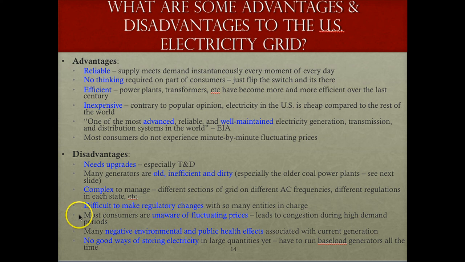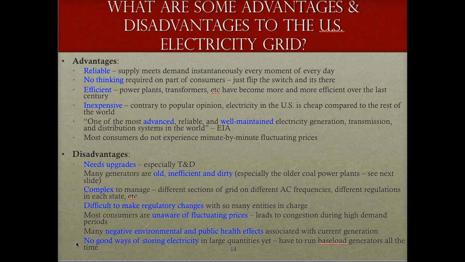Therefore, it is difficult to make regulatory changes with so many entities in charge. And because most consumers are unaware of fluctuating prices, demand concentrates during certain hours of the day or seasons of the year, leading to congestion during high demand periods, which can lead to outages or price spikes on the wholesale market. And there are many negative environmental and public health effects associated with current generation. This is one of the primary reasons we are seeking a more sustainable energy future.